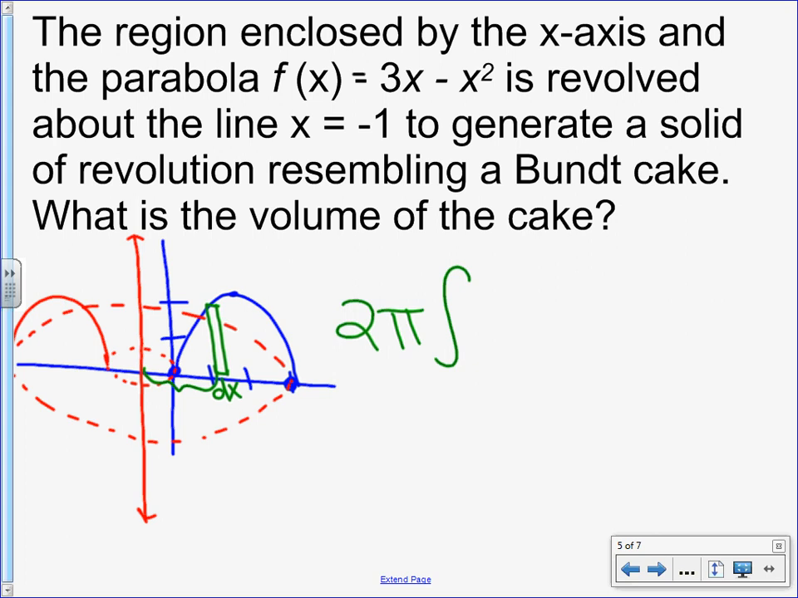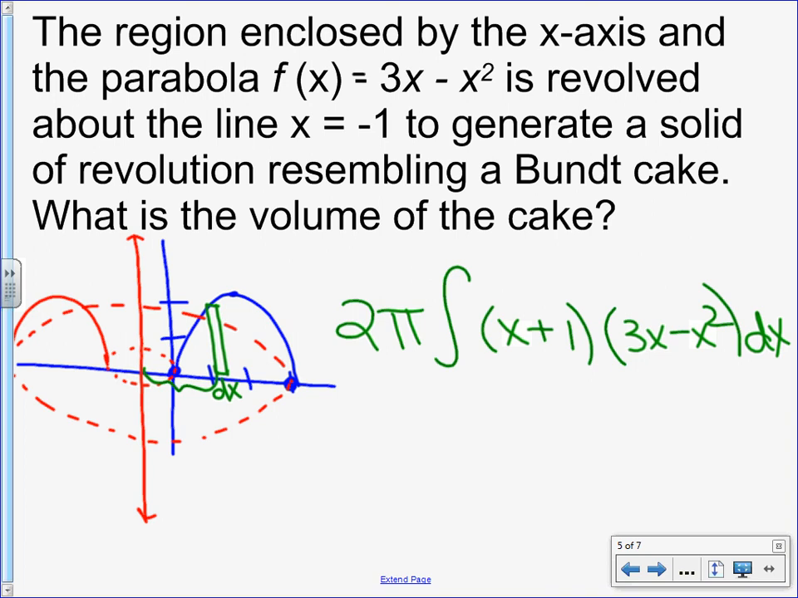Negative x. X plus 1. Okay, x minus negative 1, right? Right minus left, x minus negative 1. Or if you want to think of it, this distance is x that we were doing yesterday, and we've done one more. Whichever works better for you. I like the right minus left, so these are all at any given x minus our line at negative 1, times the height. What's the height? Your x minus x squared minus 0, times our thickness.